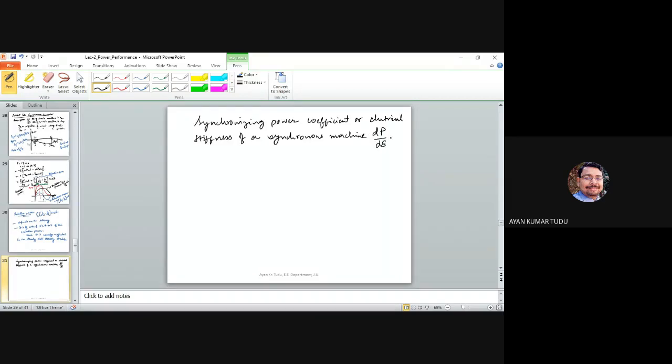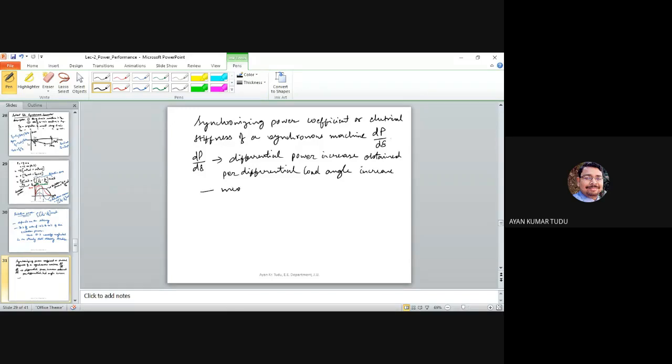The mathematical analysis is given by this expression, that is dP by d delta. This dP by d delta is nothing but the differential power increase obtained per differential load angle increase. Okay, so what does this measure?